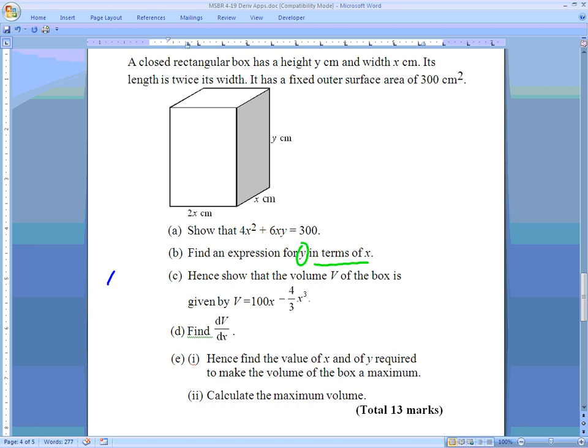So I take the answer that I just had, the 4x squared plus 6xy. And if we were taking the actual IB test and we didn't know how to show that, we could skip straight to part B and utilize this answer for our next part. Now we want to get y alone. So I'm going to start by subtracting the 4x squared.